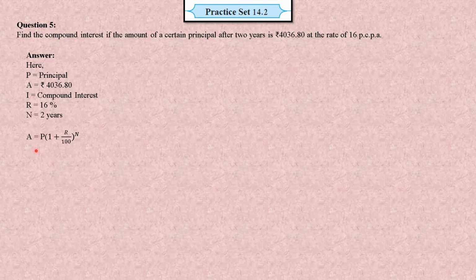Using the amount formula, we get A is equal to P into 1 plus R upon 100 raised to N. Substituting the values of A, R and N, keeping P as it is, we have to calculate the value of P. So 4,036.80 is equal to P into 1 plus 16 upon 100, the whole bracket raised to 2. Reducing the fraction 16 upon 100, we get 4 upon 25. And taking the LCM, adding 1 plus 4 upon 25, we get 29 upon 25, the whole square.